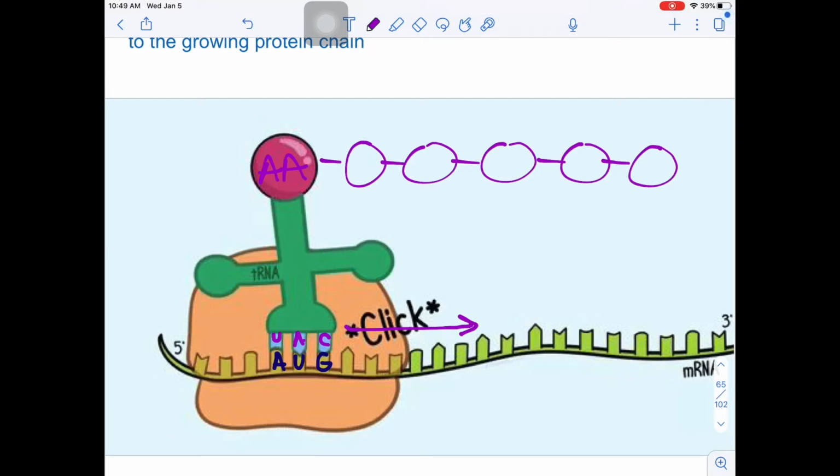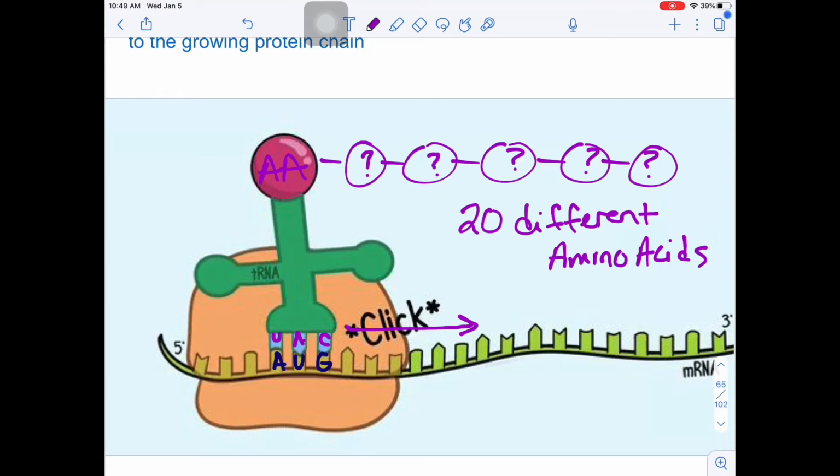But the question is, how does the tRNA, or how do we know what amino acid that tRNA molecule is carrying? How do we know what these amino acids are? There are 20 different amino acids in the human body. That's a lot of amino acids to have to memorize. You do not need to memorize all 20. Not like you have to know the base pair rules, that is. Instead, we're going to use a tool to translate our amino acids from our RNA.